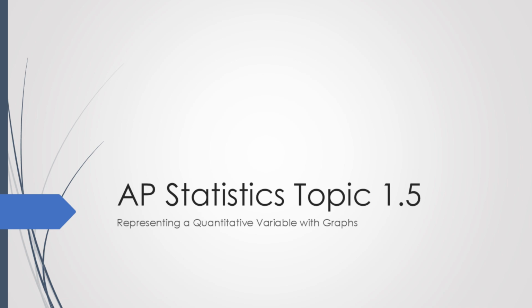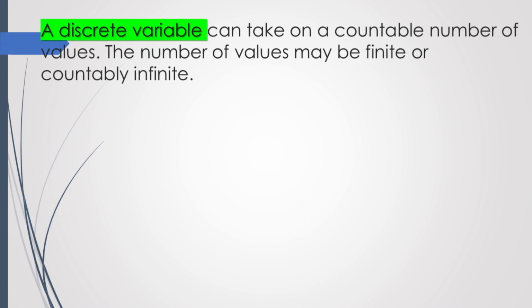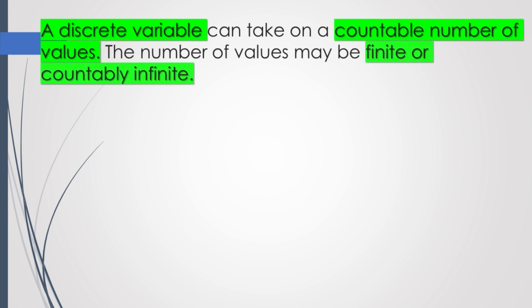Welcome to AP Help. Today we will be going over AP Statistics Topic 1.5, representing a quantitative variable with graphs. To start with, a discrete variable can take on a countable number of values. The number of values may be finite or countably infinite. Broken down, this says that a discrete variable has gaps.